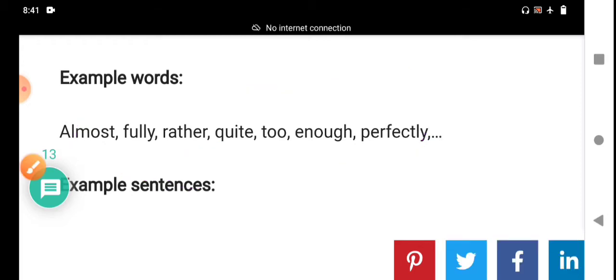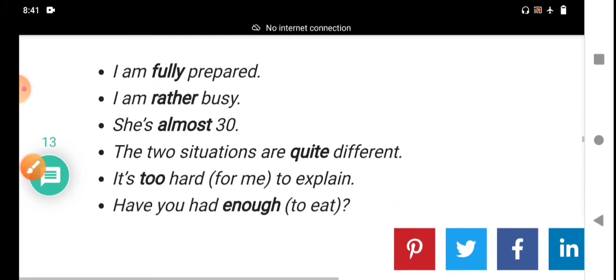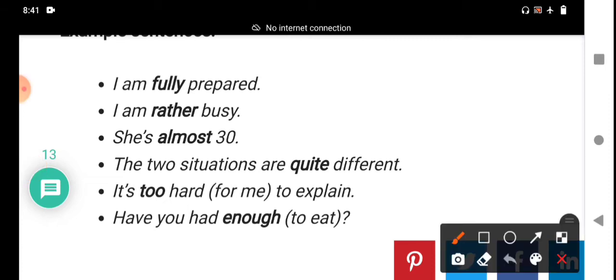Enough also. For example, I am fully prepared. I am rather busy. She is almost 30. The two situations are quite different. It is too hard for me to explain. Have we had enough to eat? Enough to eat. All these are adverbs of degree.